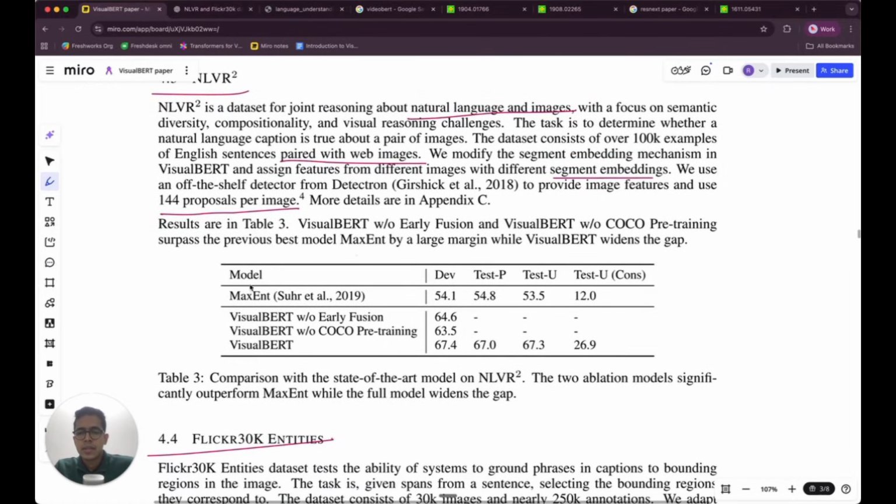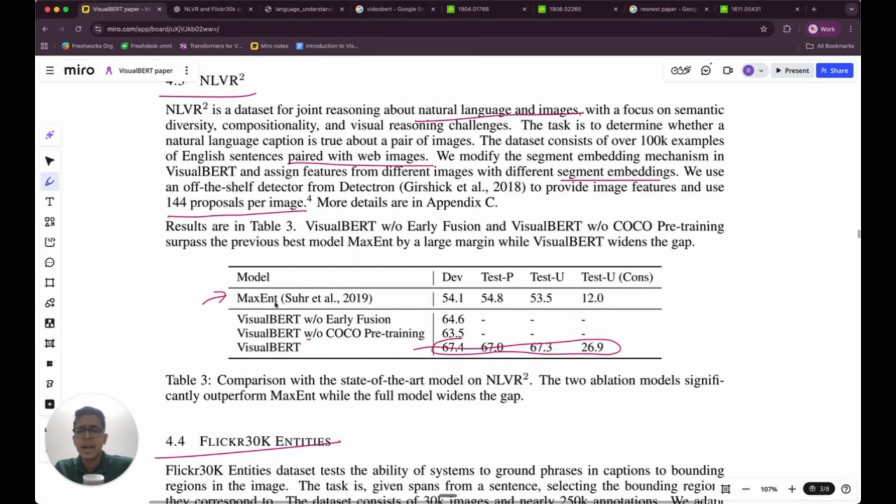Now this is the comparable model they are comparing against, and VisualBERT, of course, outperforms it on all the datasets. But I don't think this is the state of the art. So by no means is this paper claiming state of the art. The only claim that this paper makes is that for a comparable number of parameters, there is no other better performing model.